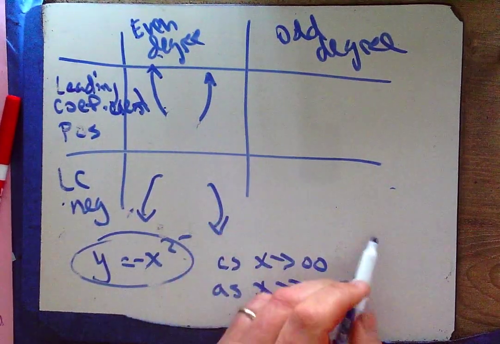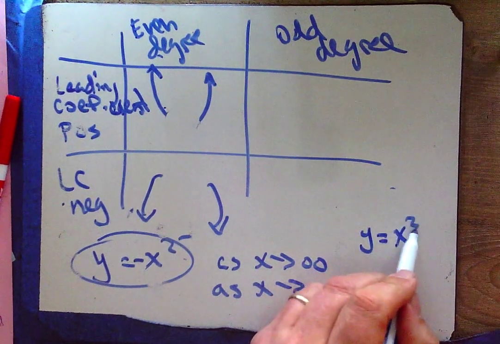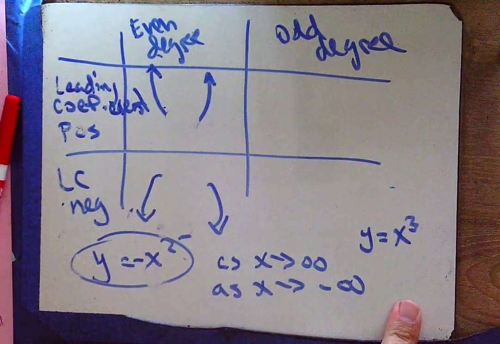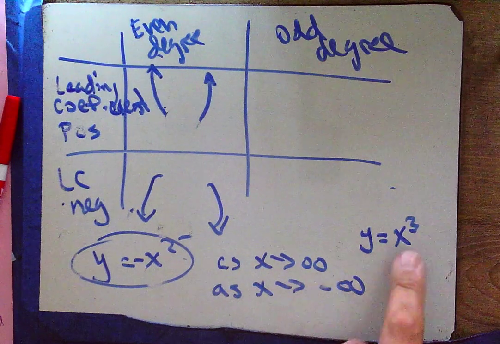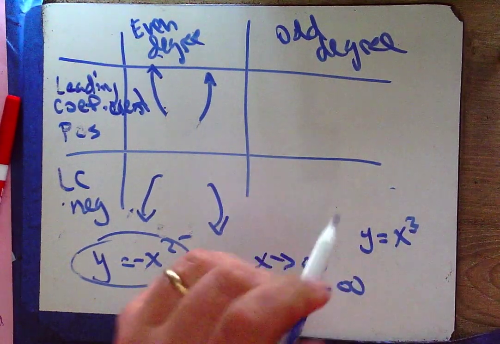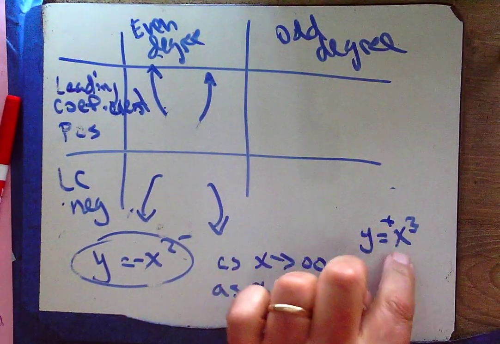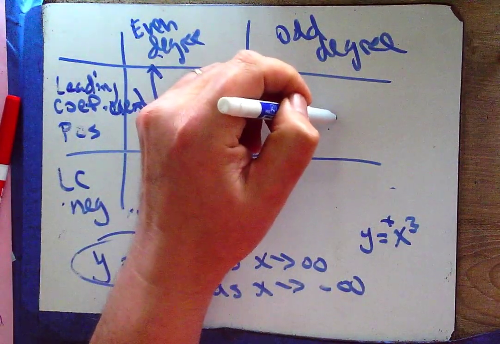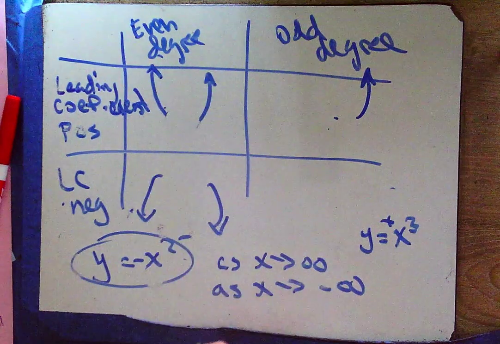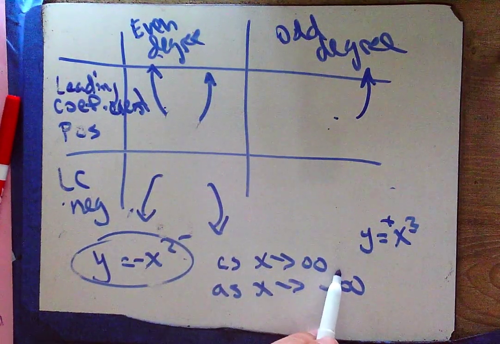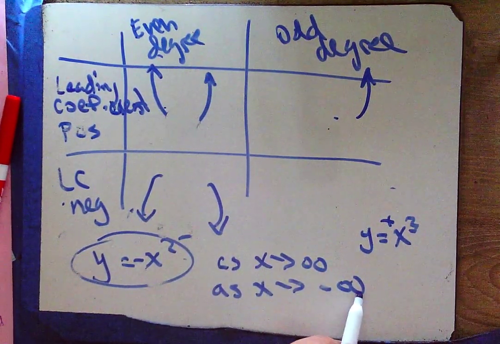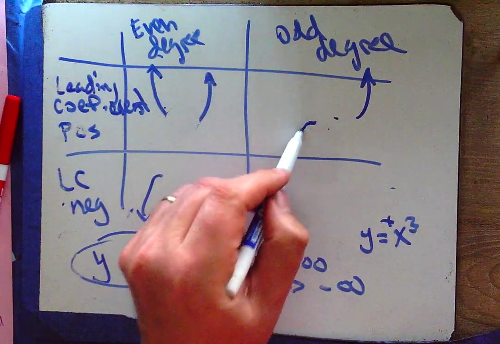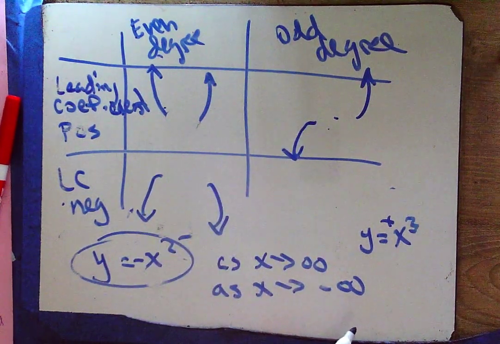What about an odd degree polynomial? We had one as our reference graph, y equals x to the 3rd. As x heads to infinity, where does y equals x to the 3rd go? And remember, that's a positive x to the 3rd, a positive leading coefficient. With a positive leading coefficient, we're heading up to infinity as x gets bigger and bigger. But what about as x heads to negative infinity? Well, we said it would go down forever.